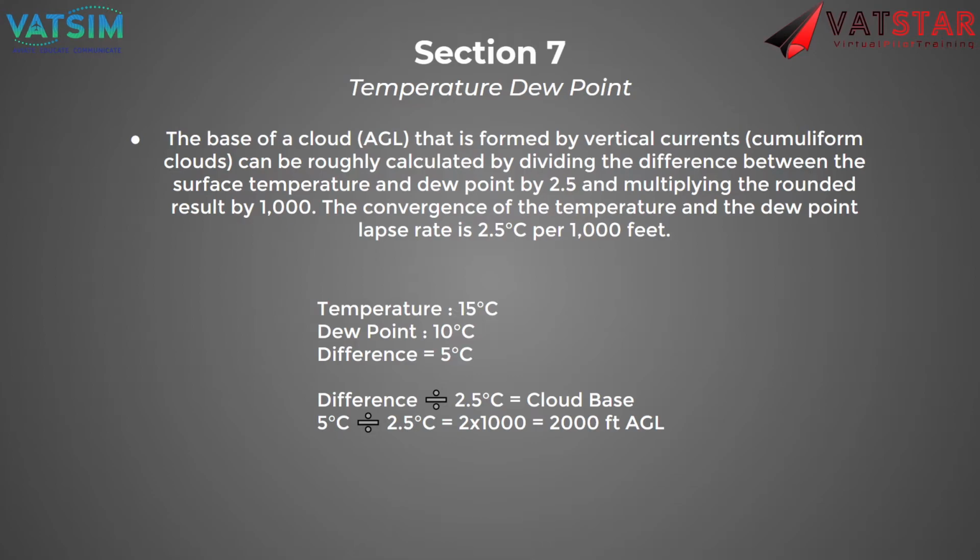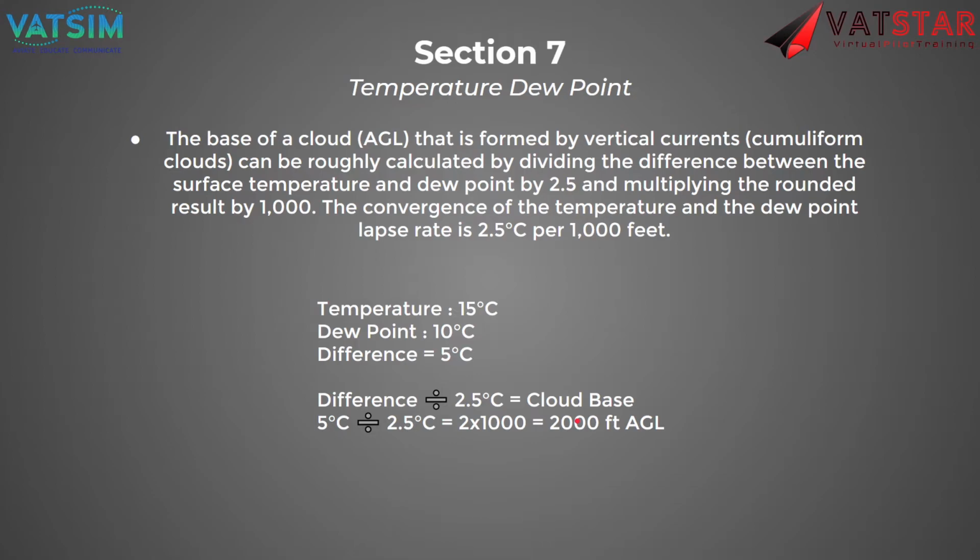So the bigger the difference, the higher the clouds would be. Yes, exactly. If it was 20 degrees Celsius at the surface and the dew point was still 10, you'd have 10 divided by 2.5, which would be 4. So the cloud base would be at 4,000 feet AGL.